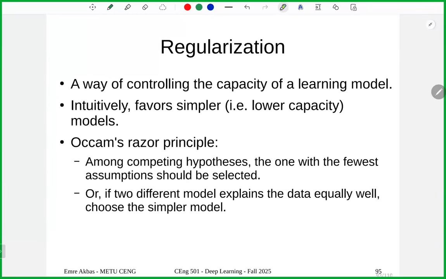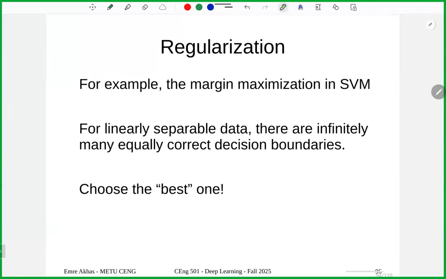How do you quantify simple? You have to choose something. And in that case, it's the norm of the solution. If you choose the minimum norm solution, you get that nice smooth curve. We can also explain this over the well-known support vector machine because as a regularizer there, they use margin maximization.